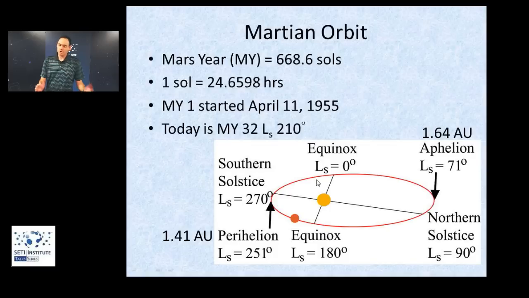Mars's orbit is quite a bit different than Earth's. It's more elliptical, so the perihelion and aphelion distances, which are shown here and here, are quite a bit different. This actually makes the southern summer a lot warmer, about 20 degrees warmer. And we'll see that has some big effects on the RSL. Today is actually Mars year 32, LS 210. So right about here we're coming into the summer and coming into perihelion, so it's starting to warm up in the south.